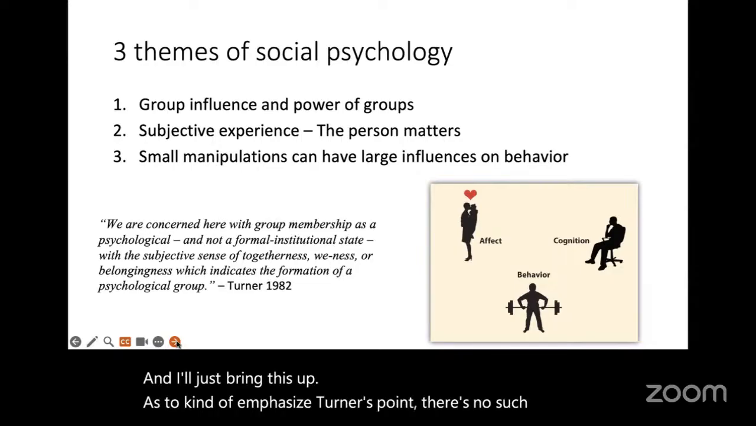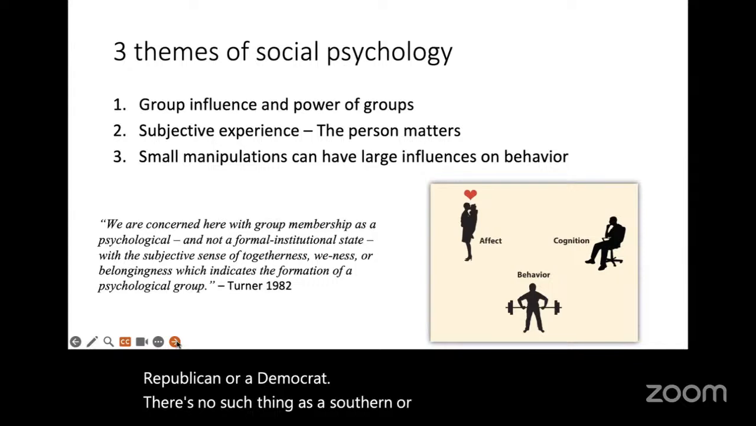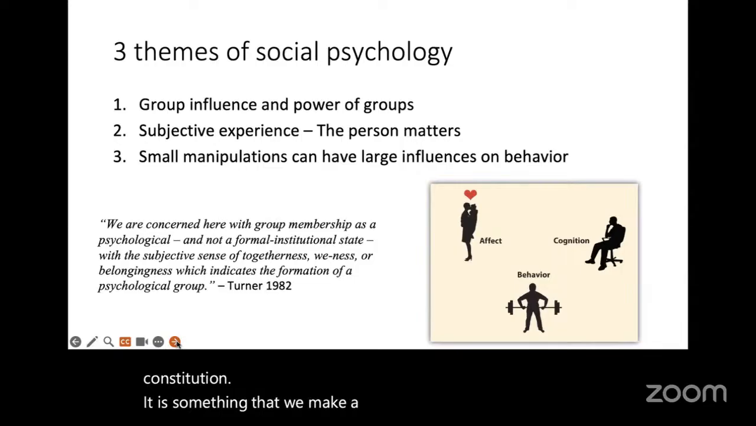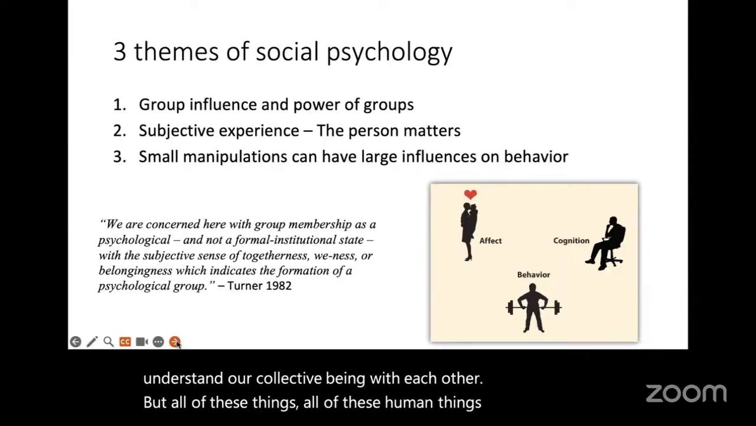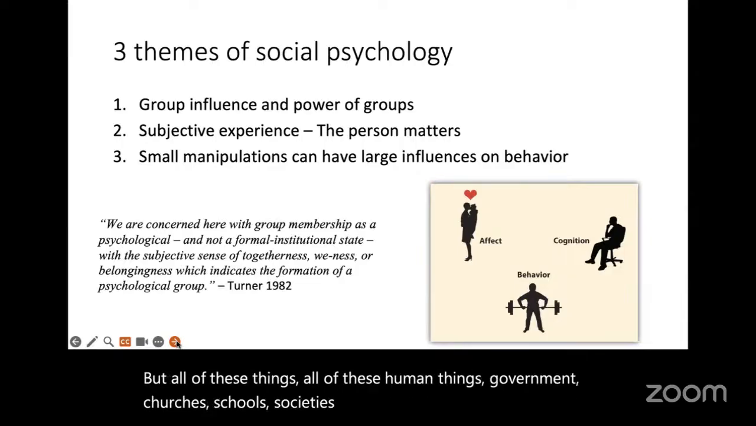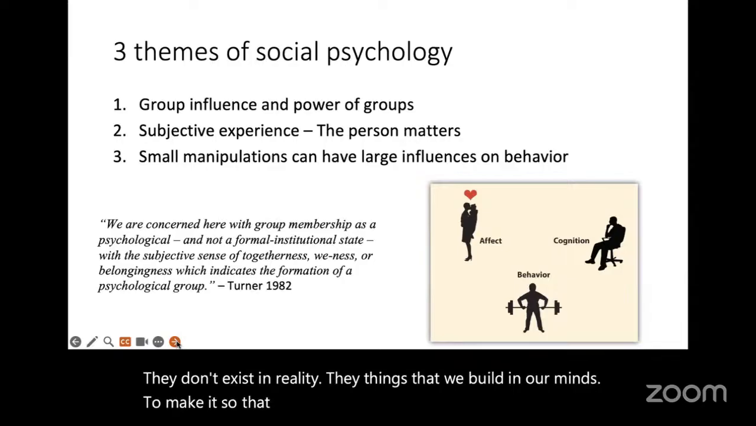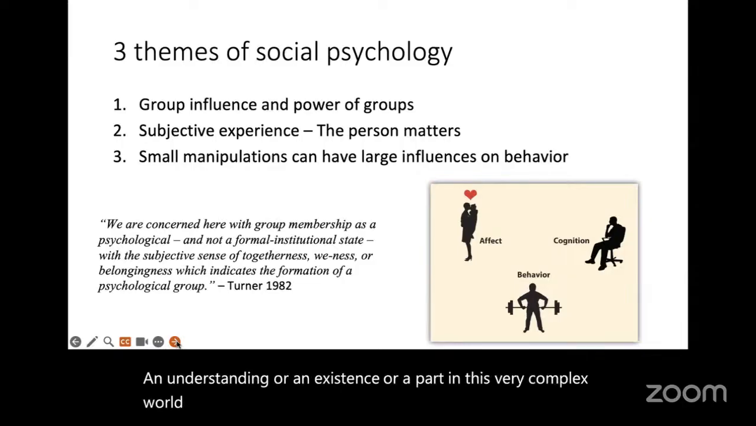There's no such thing as a Republican or a Democrat. There's no such thing as a southern or northern border. Theoretically, there's no such thing as a government or a constitution. It is something that we make a reality in order for us to understand our collective being with each other. But all of these human things, government, churches, schools, societies, borders, are all fictions. They don't exist in reality. They are things that we build in our minds so that we can have an understanding or an existence or a part in this very complex world we live in. Okay. All right.